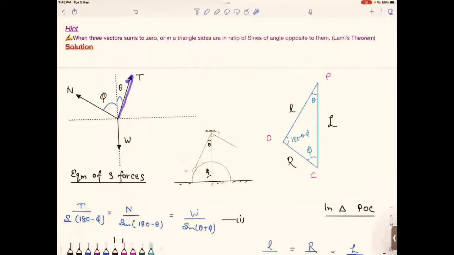The tension, the magnitude of force, and the sine of the angle between the other two forces. That is T. I assume this angle is phi, so this angle will be 180 minus phi.